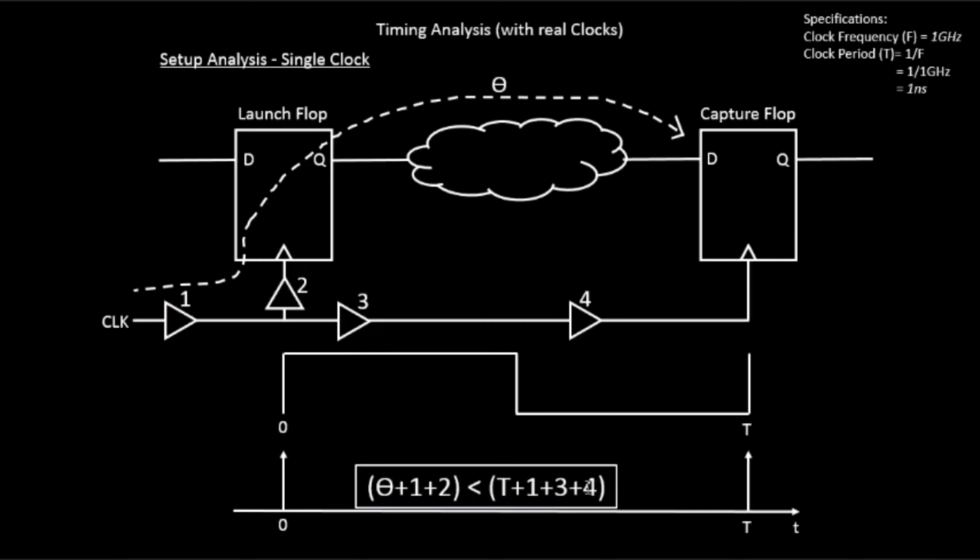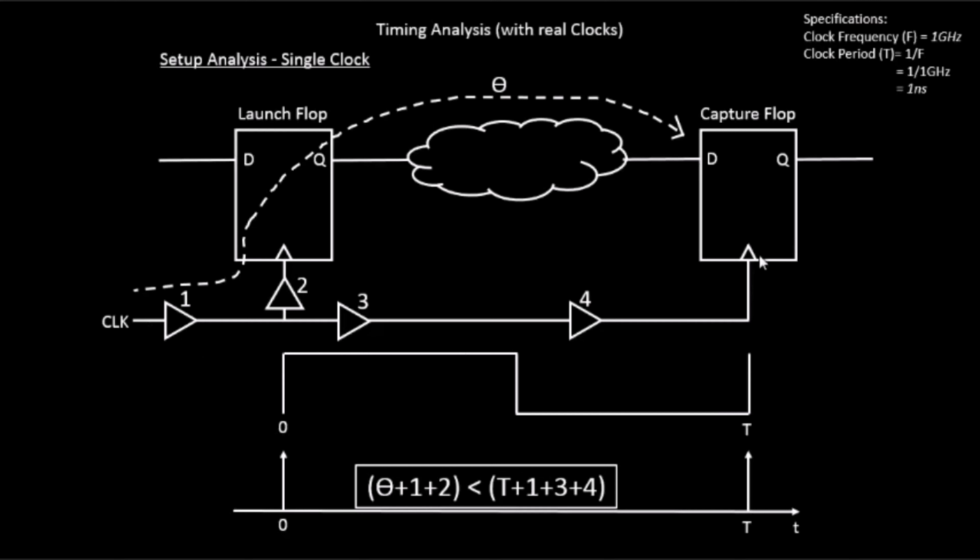Now let us try to look into this 1 plus 3 plus 4. Initially, capital T was this time period, basically because the clock was ideal in the previous case. So the clock's rising edge at 1 nanosecond will appear at 1 nanosecond. Now what will happen is the rising edge will appear not at 1 nanosecond, but after 1, 3, 4 delay. So it will be appearing after 1 plus 3 plus 4 clock delay, and this particular thing is called the capture flop clock network delay.